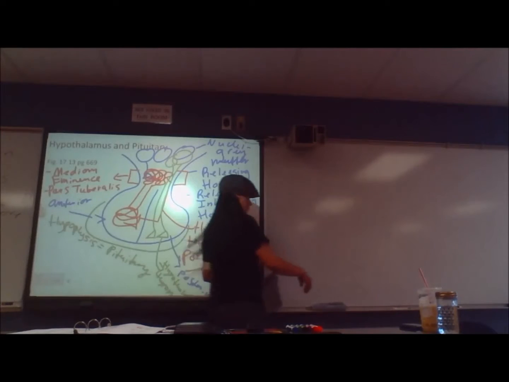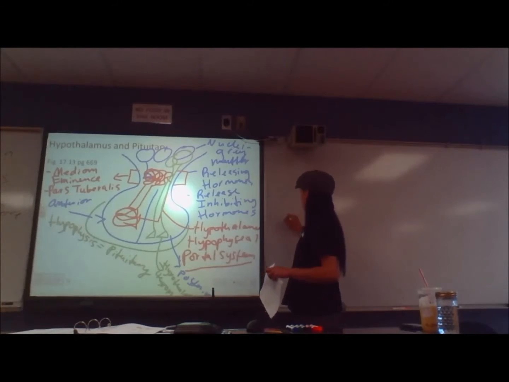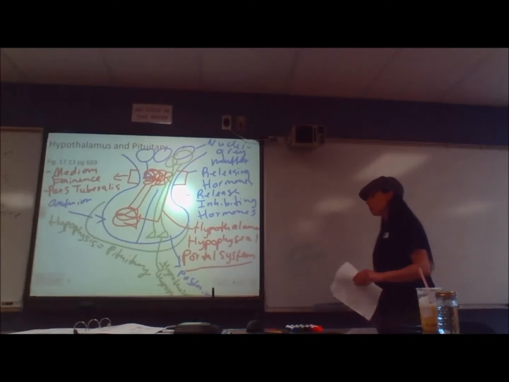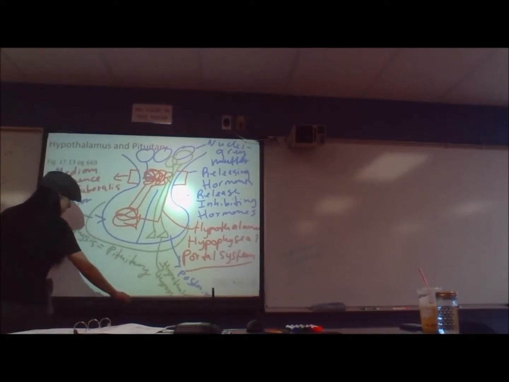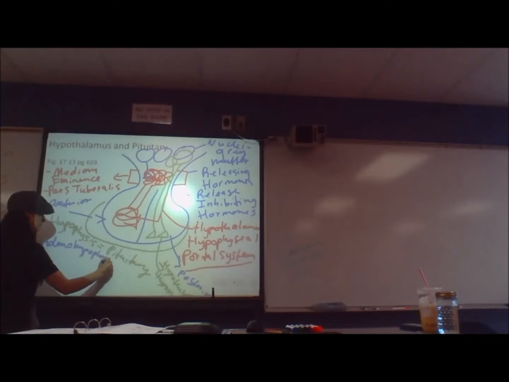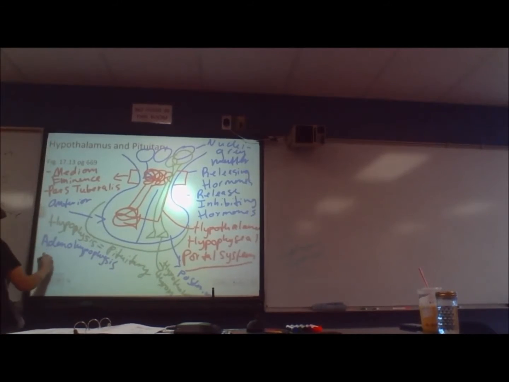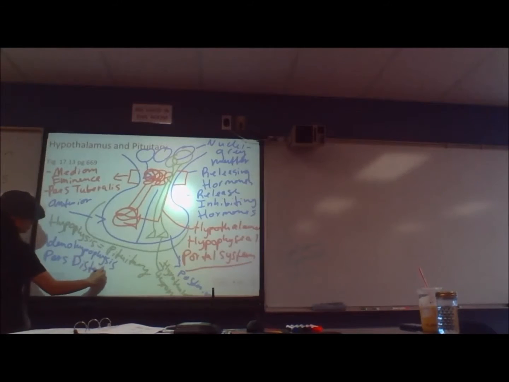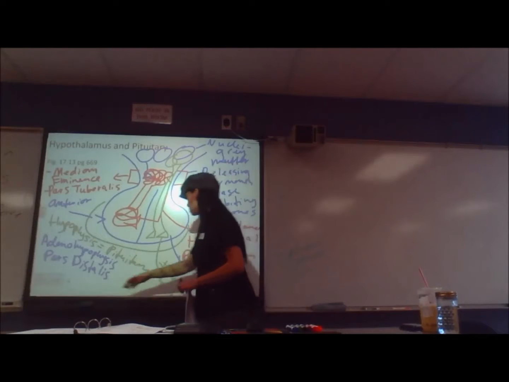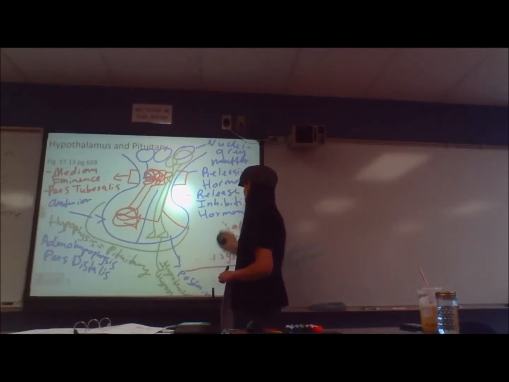I'm going to write this over here. So that posterior pituitary is our hypothalamo-hypophyseal tract. And then we have a couple more names that we can call these things. This anterior pituitary also gets called the adenohypophysis. Adeno referring to glandular, hypophysis referring to pituitary. It also is called the pars distalis. And then our posterior pituitary, this is all nervous tissue. So our posterior pituitary is called the neurohypophysis.